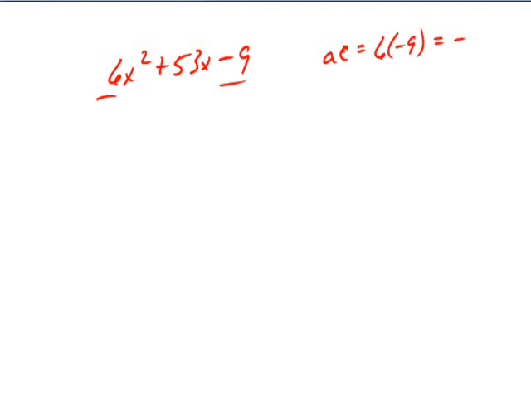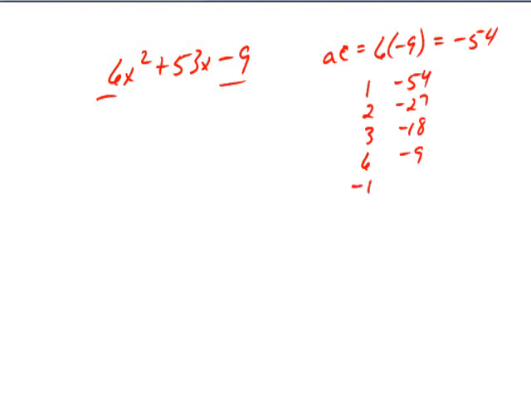One more practice problem. Pause the video, factor by the AC method, then come back to the video to check your answer. In this case, A is 6 and C is negative 9, which gives us a product of negative 54. If I list the pairs of factors of negative 54, we have 1 times negative 54, 2 times negative 27, 3 times negative 18, and 6 times negative 9.